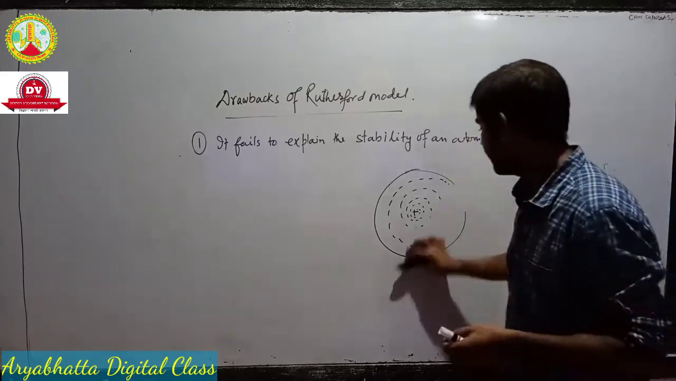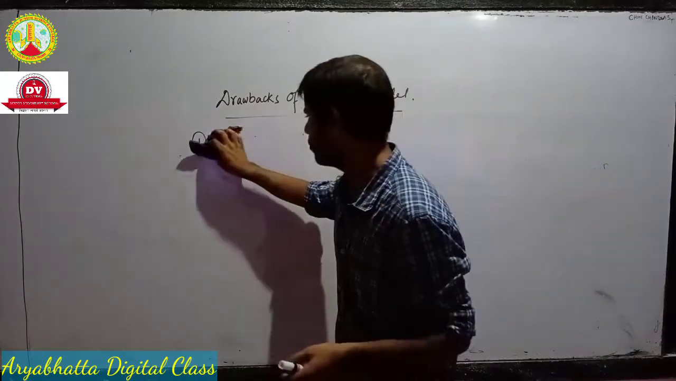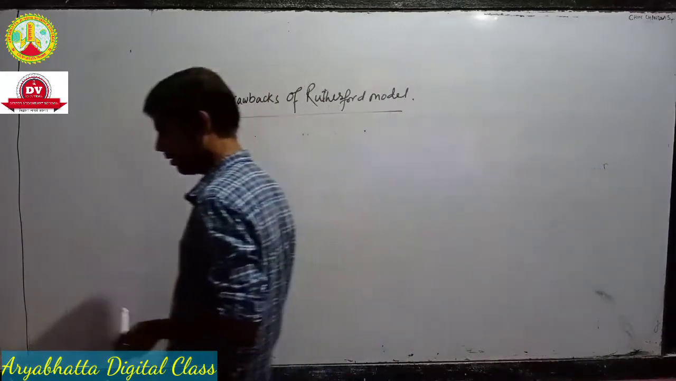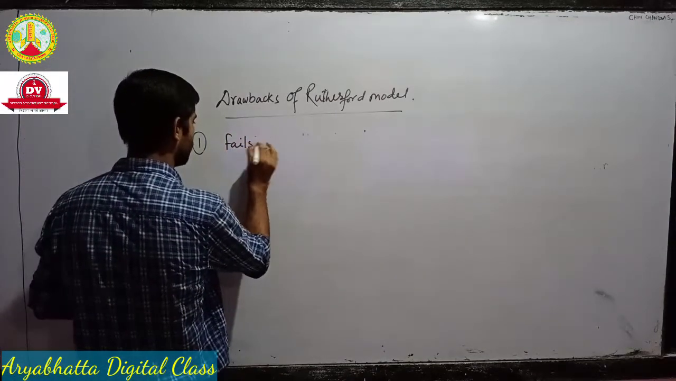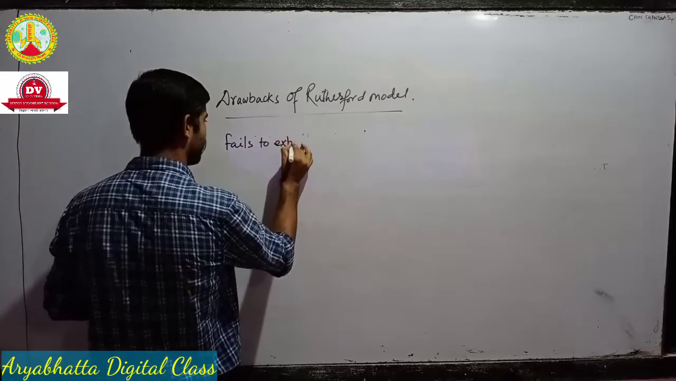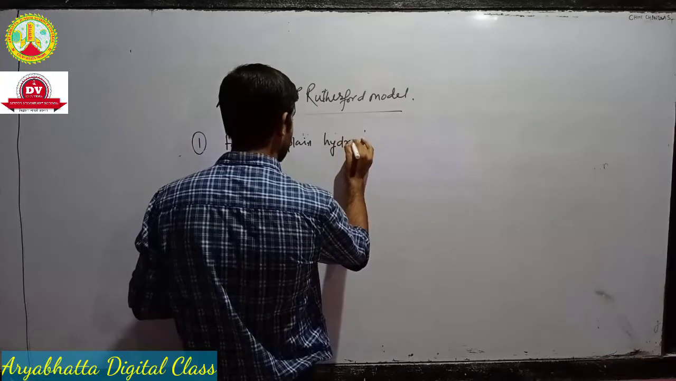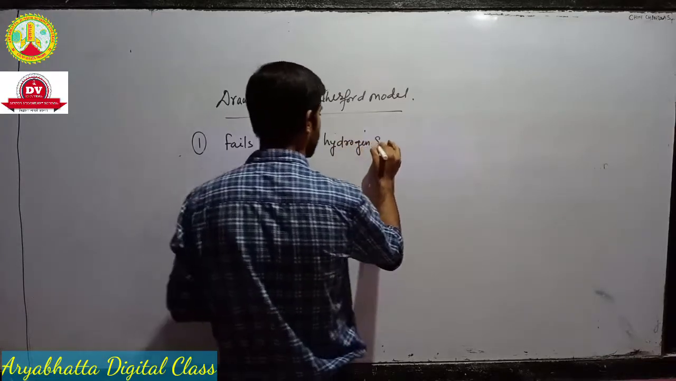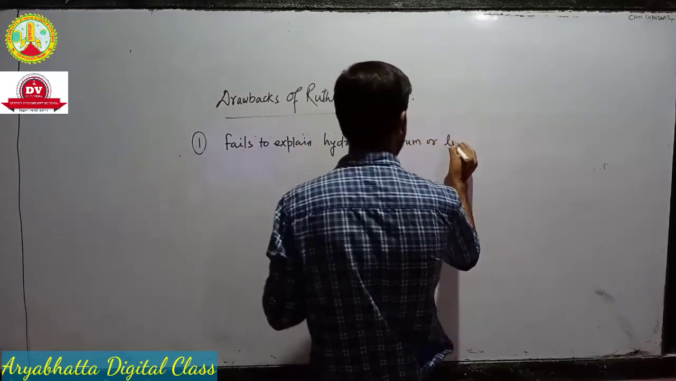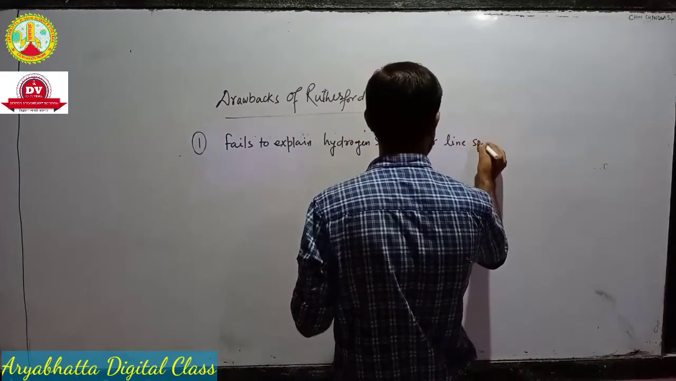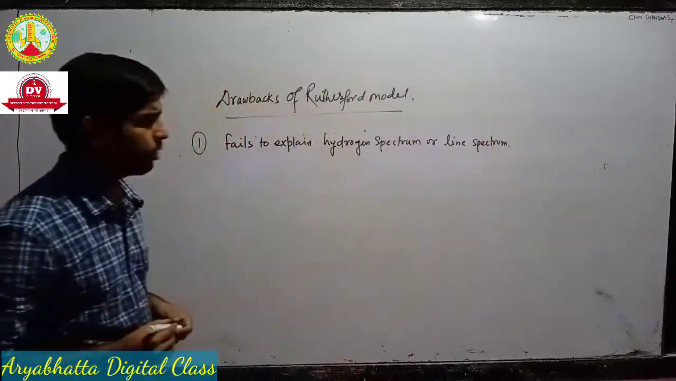Now secondly, the Rutherford model fails to explain the hydrogen spectrum, or you can say the line spectrum. Okay, hydrogen spectrum or line spectrum.